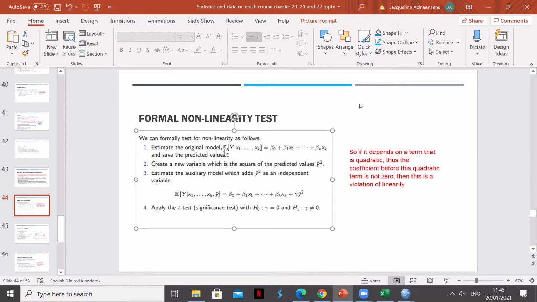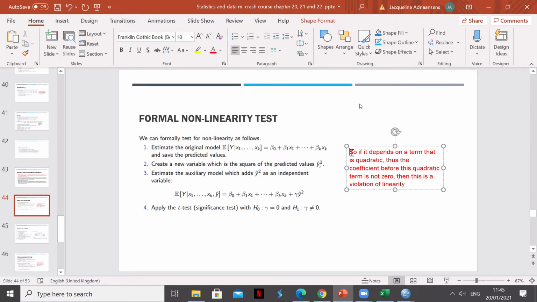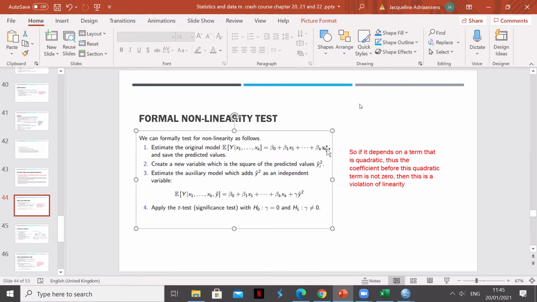So if you take the expected y given x's, this is your expected value of y, excluding the error term, because you expect it to be 0. In reality, it's probably never 0, as we know. But we expect it to be 0 if we look at the line, of course. And what you do is there are 4 steps for linearity. You estimate the original model.